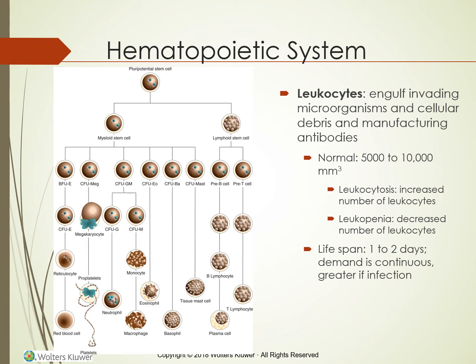An increased number of leukocytes is called leukocytosis. A decreased number is called leukopenia. Table 32 on page 505 in your MedSurg TIMBY book shows the differential leukocyte count. The lifespan of leukocytes is only 1 to 2 days. Consequently, the demand for the production of white blood cells is continuous. The need is even greater with an infection.